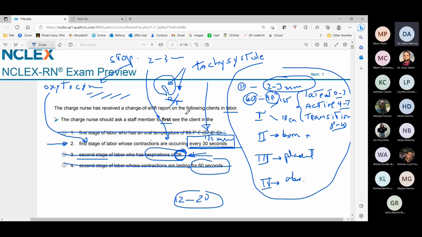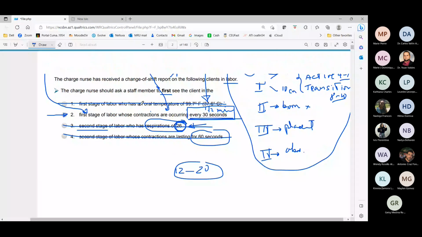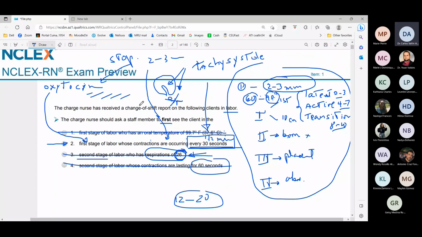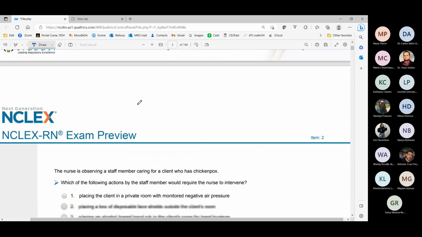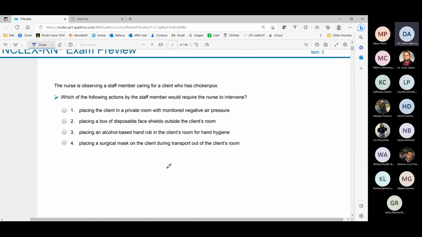So I think that we learned a lot from this question. Is that okay? Can we advance to the other? If you have a question, interrupt me. Next question.